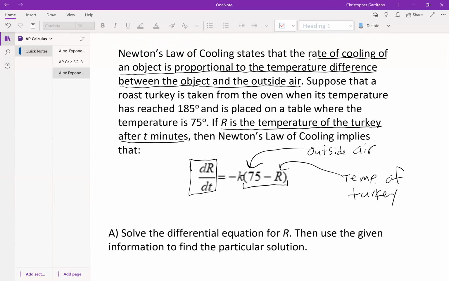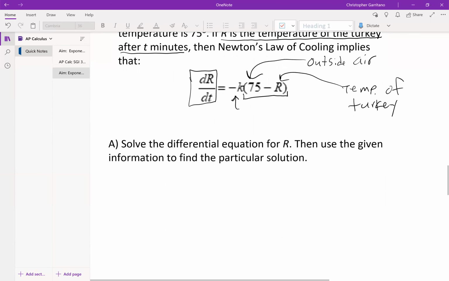Notice, though, that the constant of proportionality is negative here, and that indicates that the temperature itself is decreasing. As time goes on, the temperature of the turkey is going to go down. That's why k is negative here.